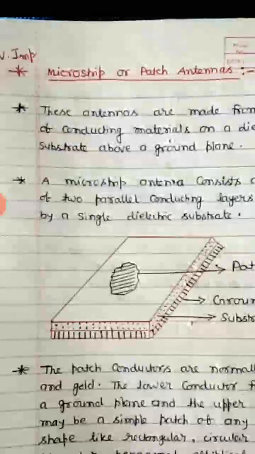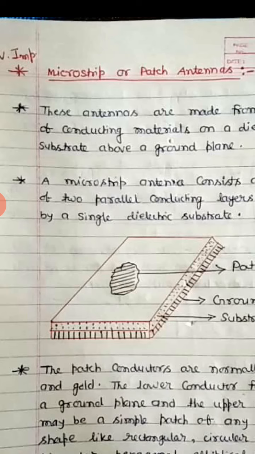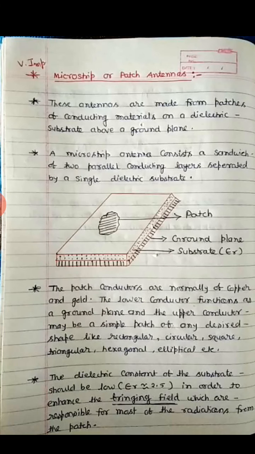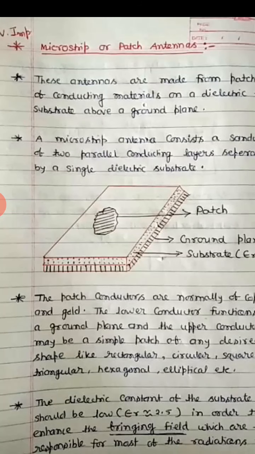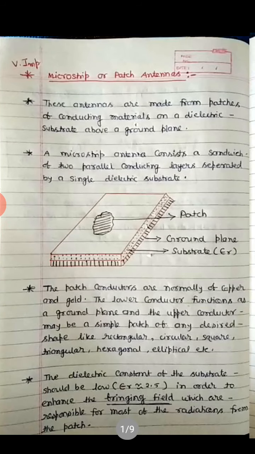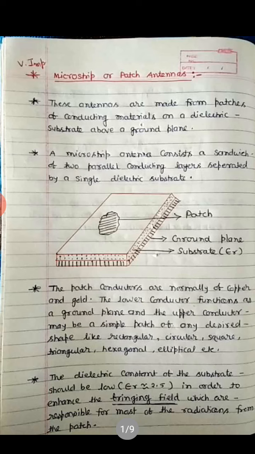Microstrip or patch antenna. It is clear from the name that we have to create some patches on a conductor, and that will radiate the signals. Basically, these antennas are made from patches of conducting materials on a dielectric substrate above a ground plane. A microstrip antenna consists of a sandwich of two parallel conducting layers separated by a single dielectric substrate.